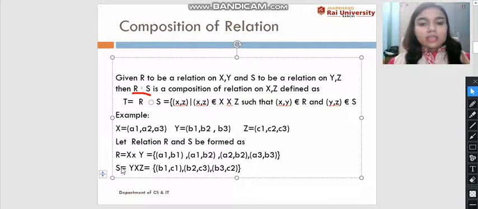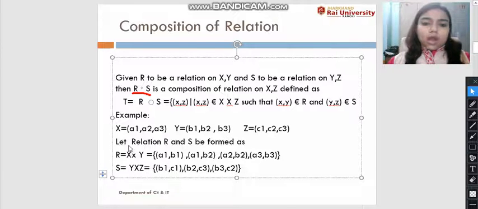तो लेट्स सी कि हमने एज्यूम किया कि R is a relation which maps the element of X to the element of Y and its elements are a1b1, a1b2, a2b2, a3b3. और दूसरा रिलेशन S है जो कि y एंड z के बीच बनाया गया है एंड इट्स एलिमेंट आर b1 c1, b2 c3 एंड b3 c2.